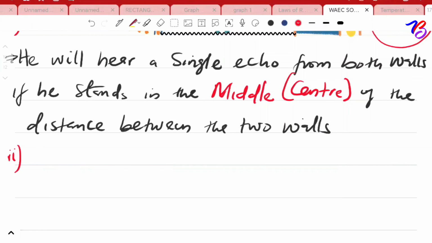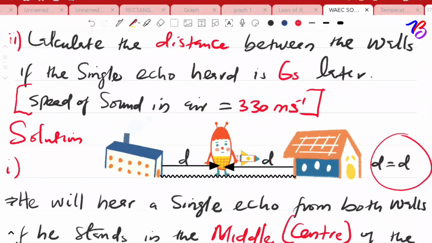So let's solve the second one now. We're going to extract our triune components, our data, from the question.